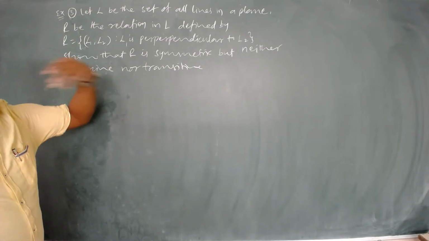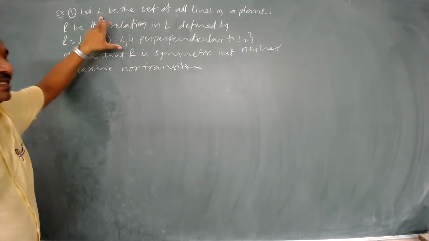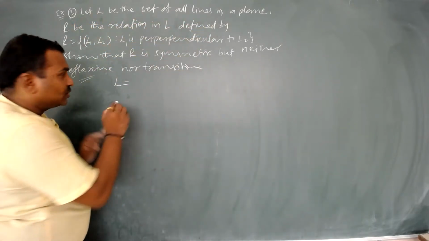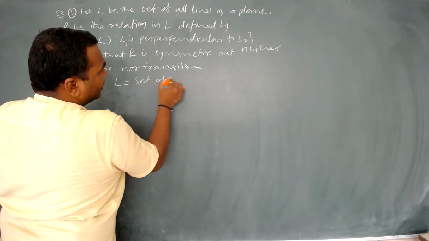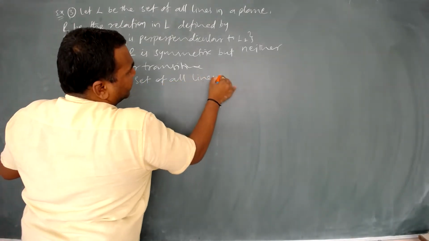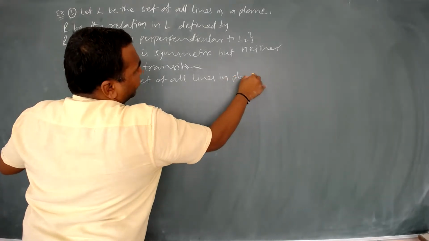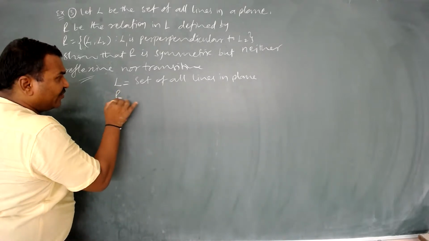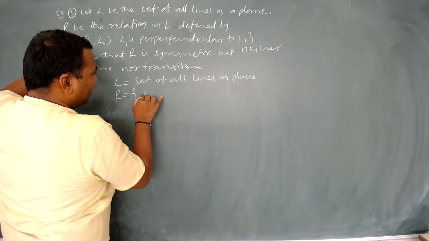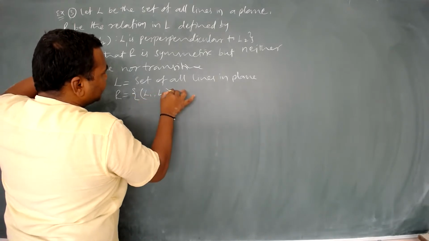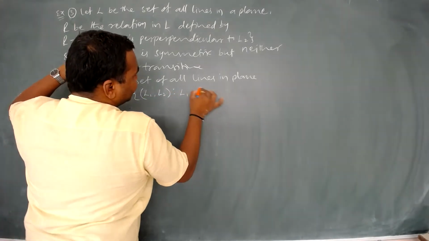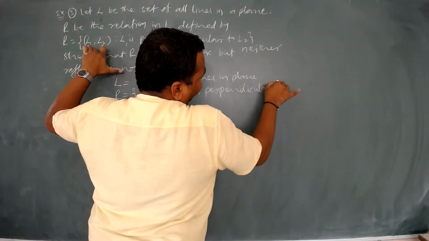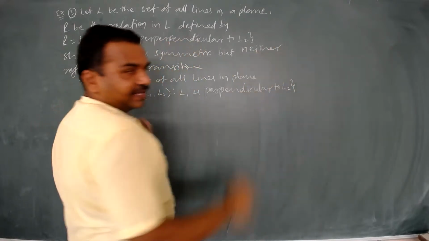Here, first of all, what is the given set? L. What is L? Set of all lines in a plane. So L is set of all lines in a plane. Okay. So in L, all lines are there. Now the relation, how they define: R is equal to (L1, L2) such that L1 is perpendicular to L2. They define like this.